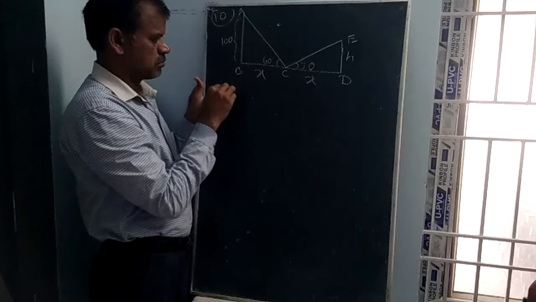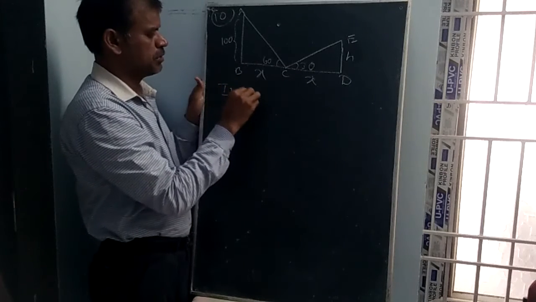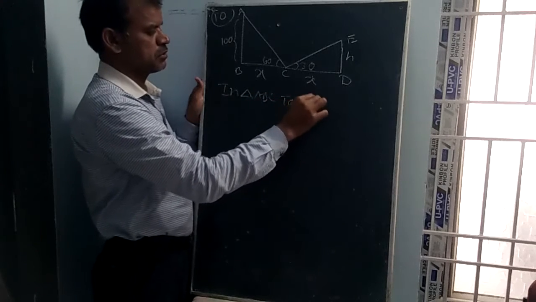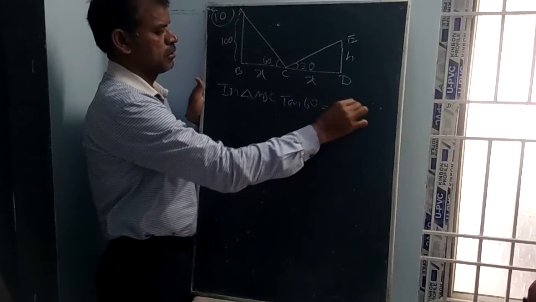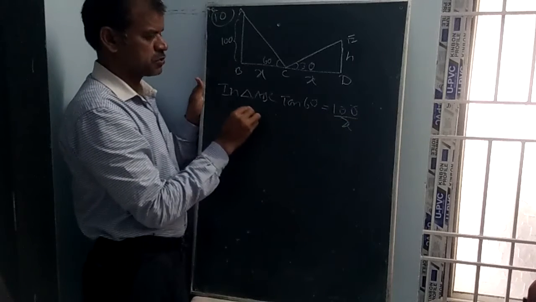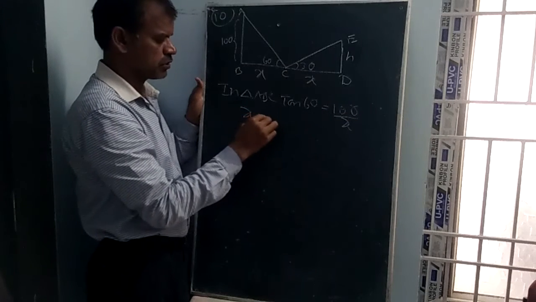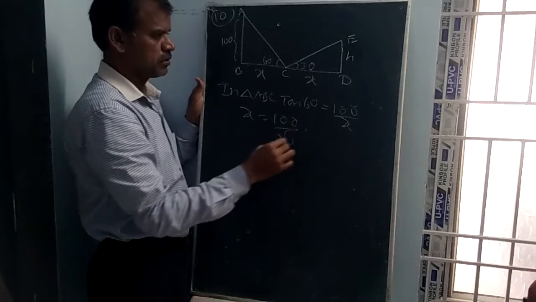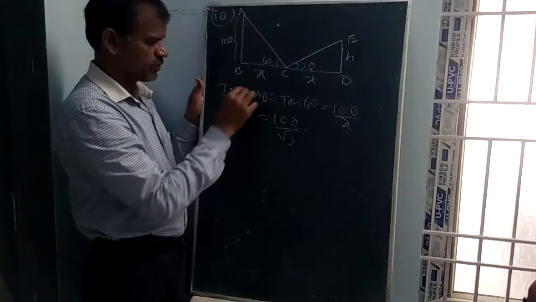Now use this. In triangle ABC, tan 60 is equal to 100 by x. So x into root 3 is equal to 100. x is equal to 100 by root 3. This is in the first triangle.